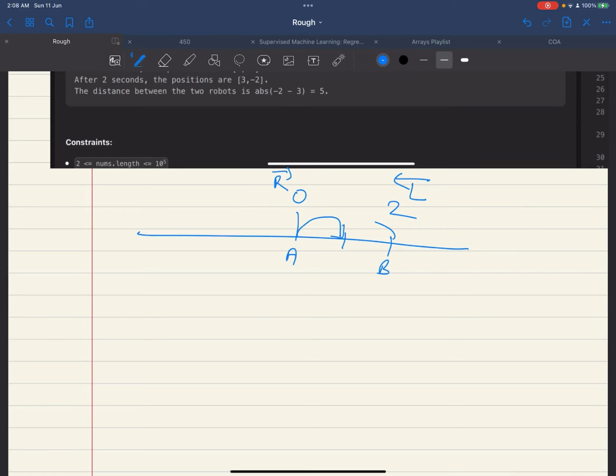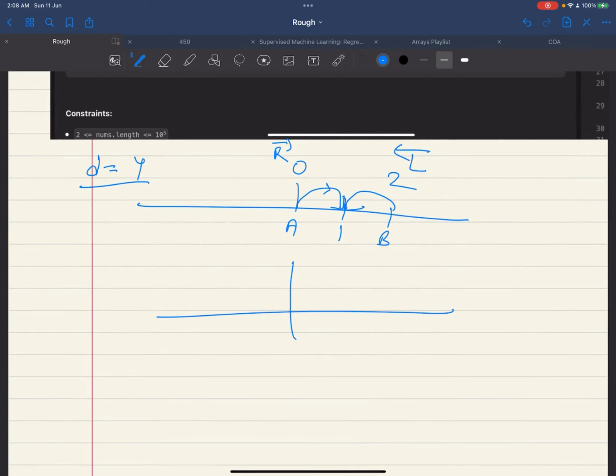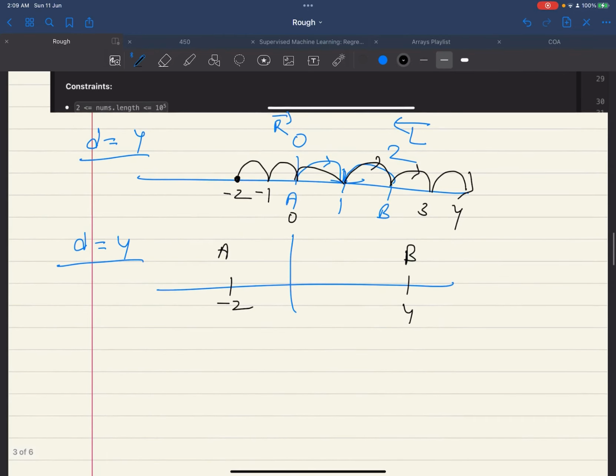After 1 second they'll both be at 1, and suppose there are 4 seconds. If they change their directions as mentioned in the question and then start moving, then after 4 seconds A will change its direction and move 3 steps to the left, so it will be around -1, -2. A would be at -2, and B would be at 4.